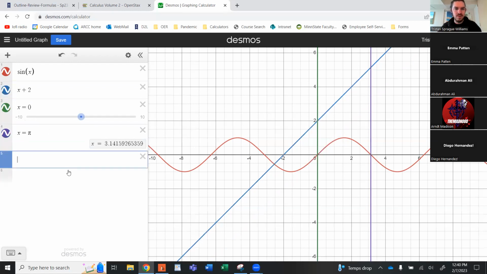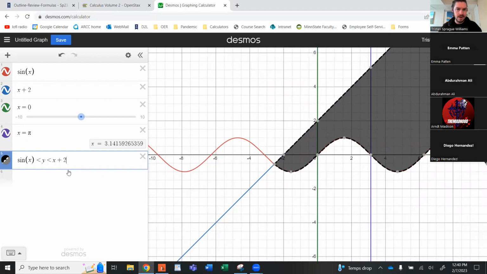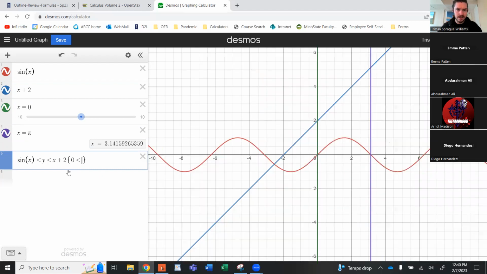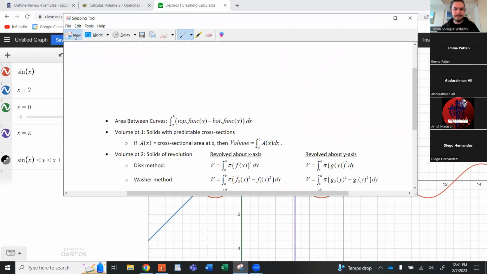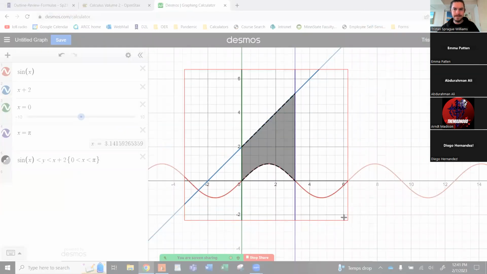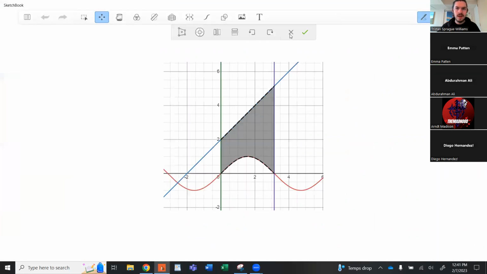We're going to do everything that's between sine and x plus 2, but only on this interval between 0 and pi. So that's going to be our region. We'll pick that as our region. Okay, so that's a region in the xy plane, basically.